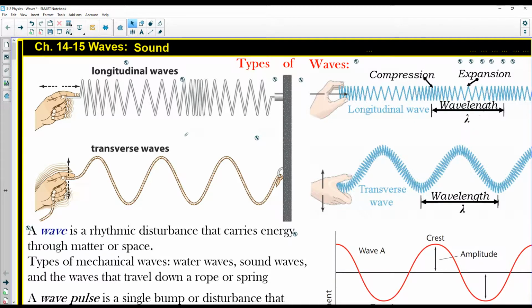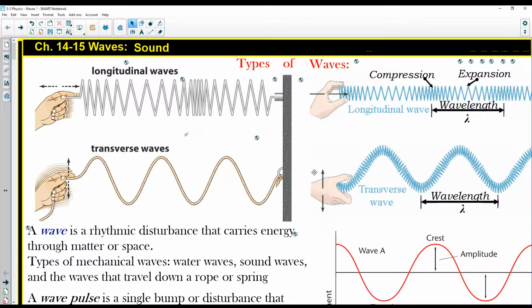Ocean waves on the surface of the ocean are not called transverse waves. They can be transverse waves, but they are also called surface waves. Inside the ocean they can be longitudinal waves, because the energy is just transferred this way, unless it's swirling. But we're not going to talk about ocean waves; they get more complicated.